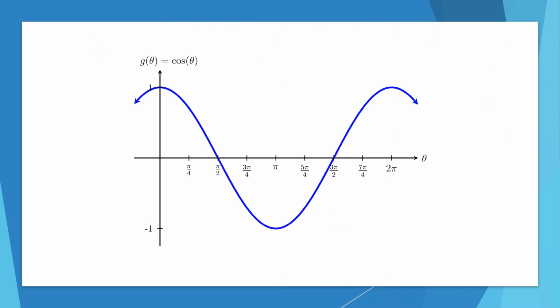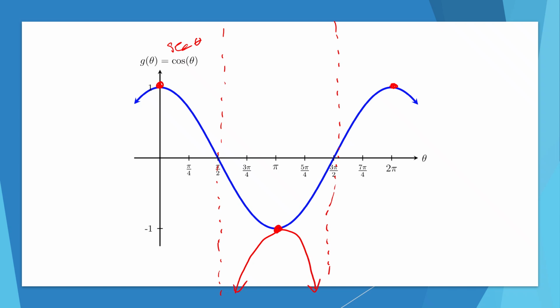All right, so for cosine, let's take a look here. We have some zeros at pi over 2. That will now become a vertical asymptote for secant, so that's what I'm drawing here. And then 3 pi over 2 will become a vertical asymptote as well. Any max or min, we're going to keep those as points, so at 0, pi, and 2 pi. And then we're going to flip it, so those will go down, and those go up, same thing here. This is what the graph of secant will look like as well.